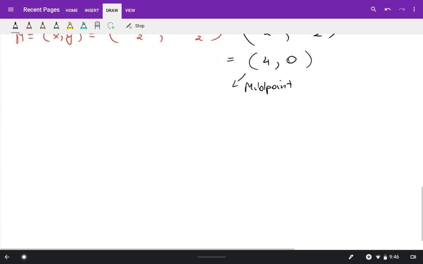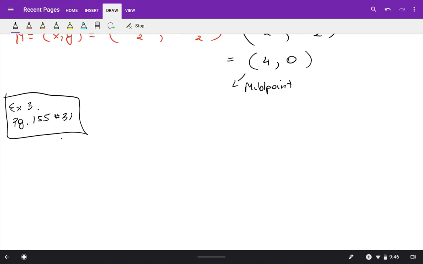Let's do a little more. Let's practice. That will be exercise 3. And this one I also took from your textbook. This is page 155, number 31. Plot each point and form the triangle ABC.